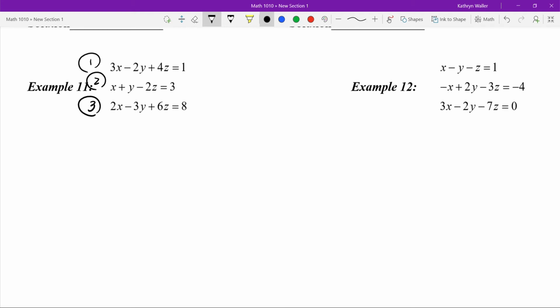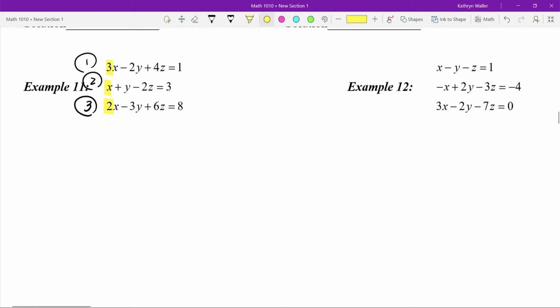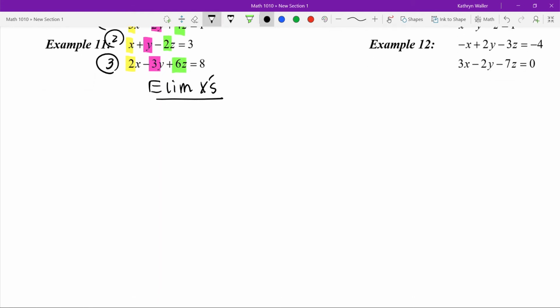Okay, so this is equation 1, 2, and 3. You look at the x's, 3, 1, 2. Look at the y's, 2, 1, 3. Look at the z's, 2, 4, and 6. So what's going to be the easiest to eliminate? Definitely not the z's. The reason you don't want to do the z's is because there's no one z. So you're either going to do x's or y's. I'm going to choose x's. So you go eliminate x's. Okay, so see how equation 2 has a 1 in front of it? You're going to use equation 2 over here, and you're going to use equation 2 over here.